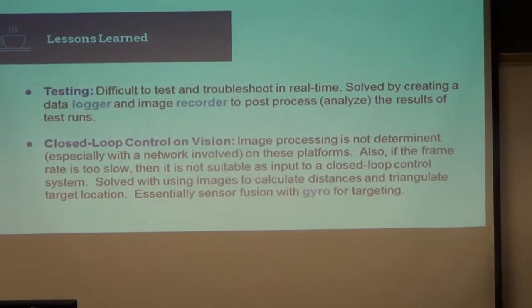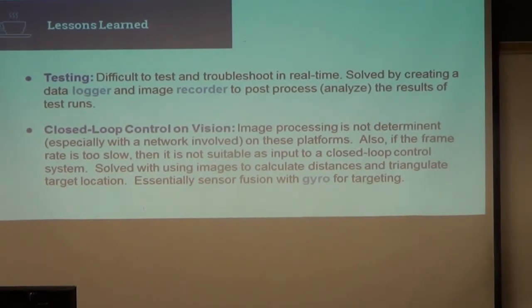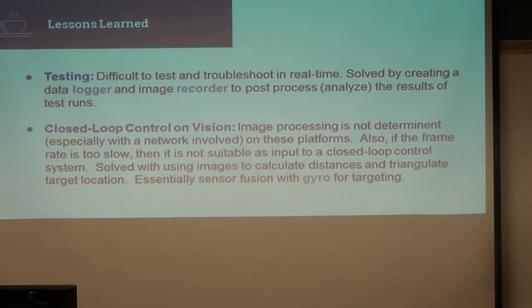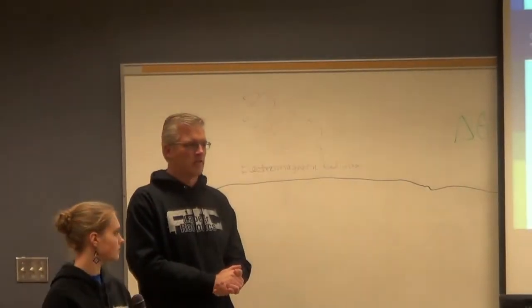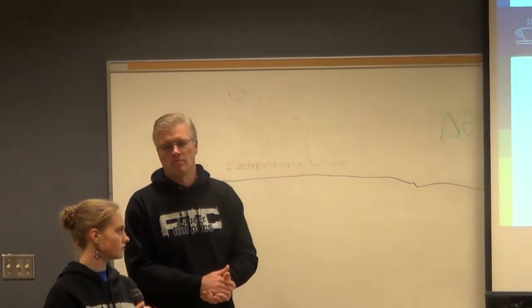Okay, so we're using closed loop controls on vision. Question: when you're saving the images for video, are you saving that on the phone? Yes. We just save the images directly to the phone, and then we can plug the phone into the computer and see it. And then on FRC, we save it on the driver's station. We record all the images from the match on the driver's station.